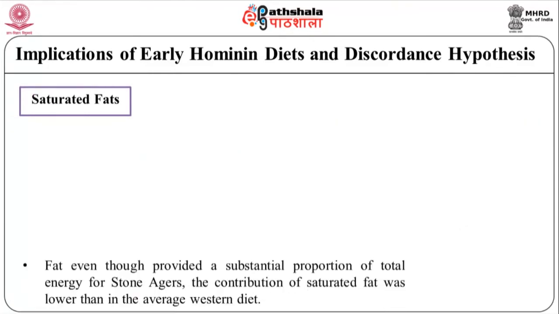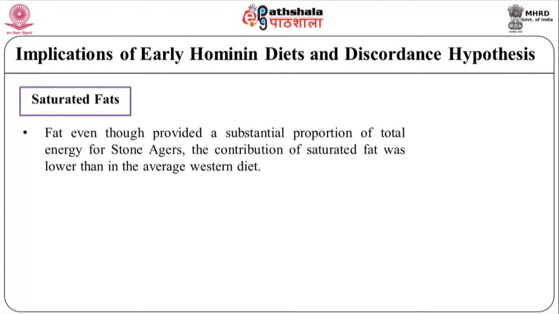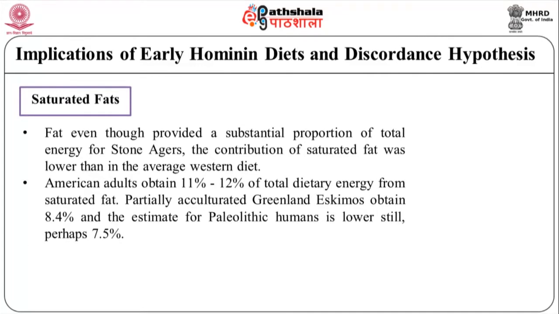Saturated fats. Even though fat provided a substantial proportion of total energy for Stone Agers, the contribution of saturated fat was lower than in the average Western diet. American adults obtain 11% to 12% of total dietary energy from saturated fat. Partially acculturated Greenland Eskimos obtain 8.54%, and the estimate for Paleolithic humans is lower still, perhaps 7.5%.